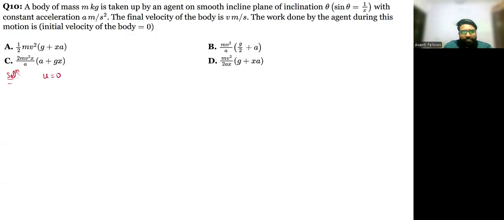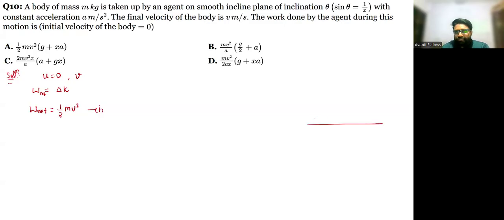Initial velocity of the body is 0, final velocity of the body is v. So by the work energy theorem, the net work done, or the work done by all the forces, is equal to the change in kinetic energy. Now, net work done is equal to 1 by 2 times mv square only, because the initial kinetic energy is 0. So this is equation 1.